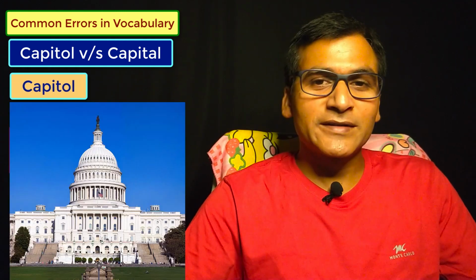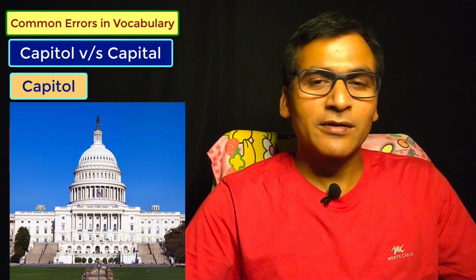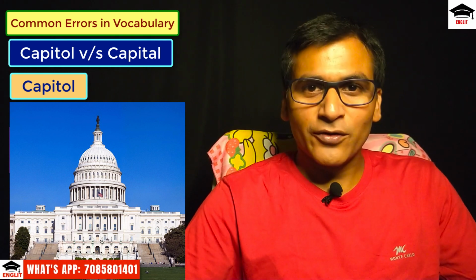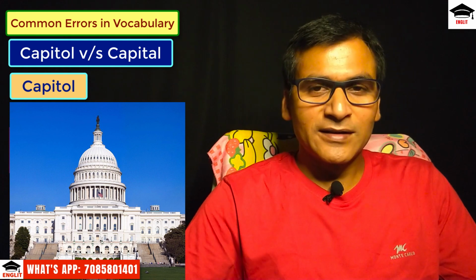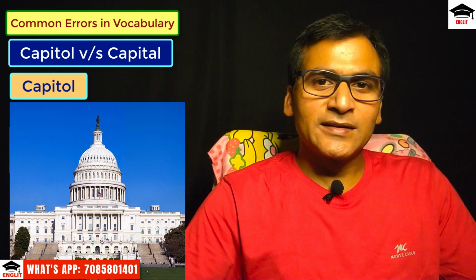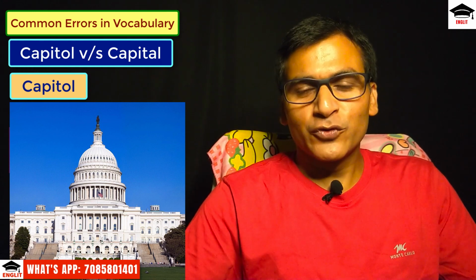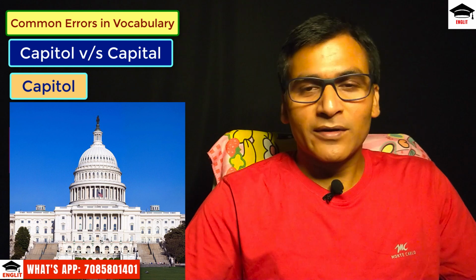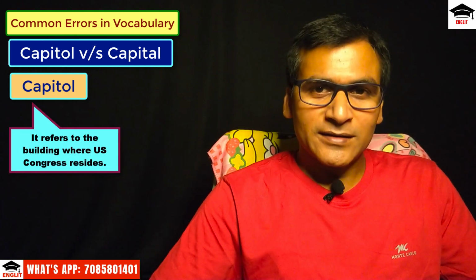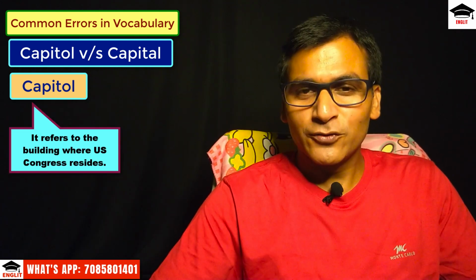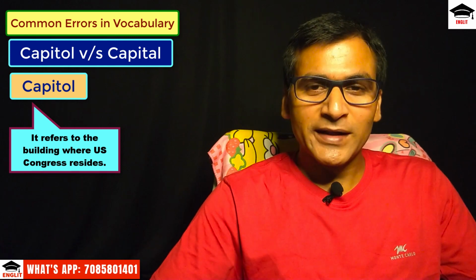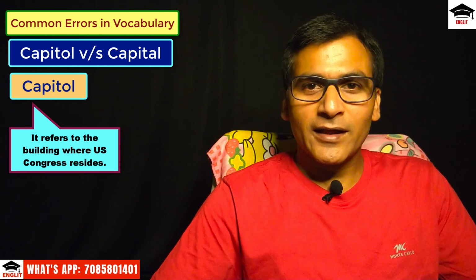So Capitol refers to a building where the US government resides or takes the session. So the US Congress, the building where the US Congress resides at Washington DC. So it is Capitol. It is similar to the Sansad Bhavan, Parliament House of our country. तो वो बिल्डिंग वहाँ पे इसको क्या कहते हैं, Capitol.